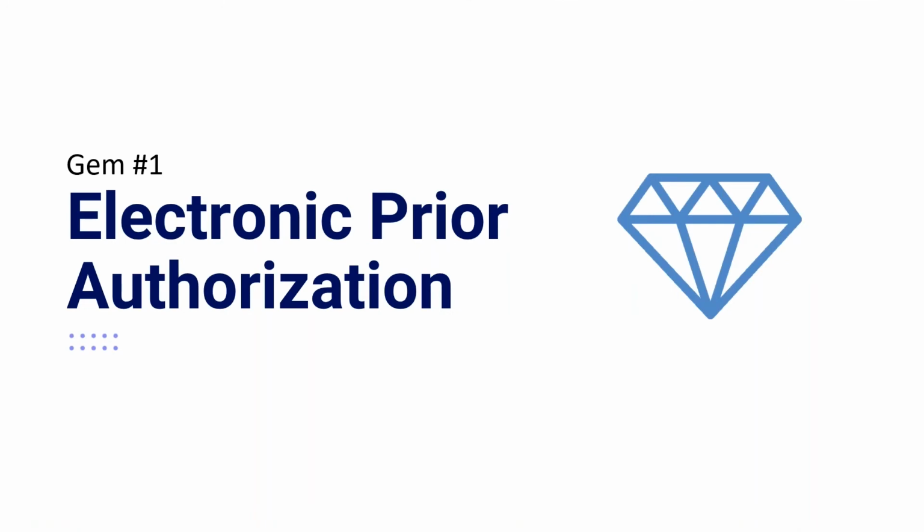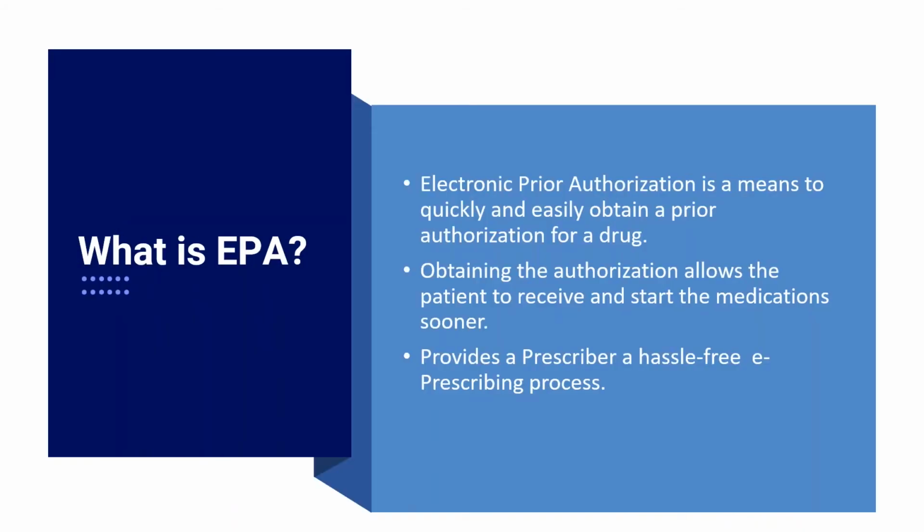My first gem I picked because you don't always see it. There's a button on the prescription screen, but one of the other buttons under the messages tab is no longer there unless you have it turned on. What is EPA? Electronic prescriptions is a quick and easy way to order an authorization for a drug.